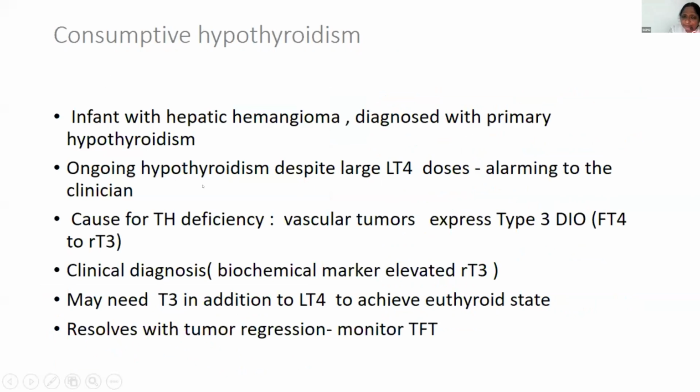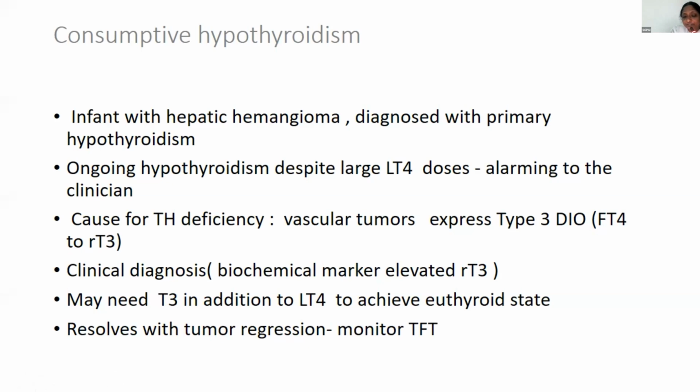Consumptive hypothyroidism, we do come across because we are dealing with several specialties. An infant with hepatic hemangioma, diagnosed with primary hypothyroidism. These vascular tumors express type 3 DIO, which converts free T4 to reverse T3. And they need very high doses of T4. At times, we need even a combination of levothyroxine plus T3 to normalize this. It's only a clinical diagnosis along with a biochemical diagnosis of just hypothyroidism, because we don't do the marker reverse T3. And very important to monitor, because with the regression of the tumor, this hypothyroidism recovers.